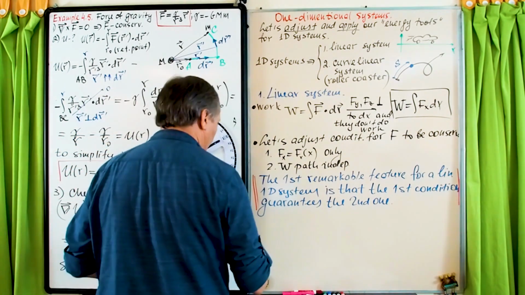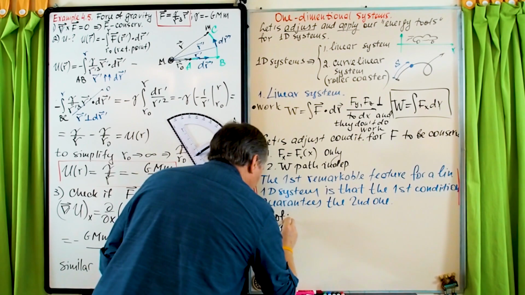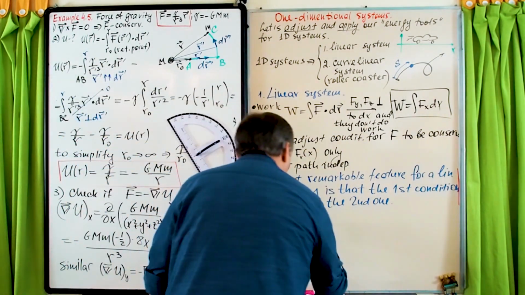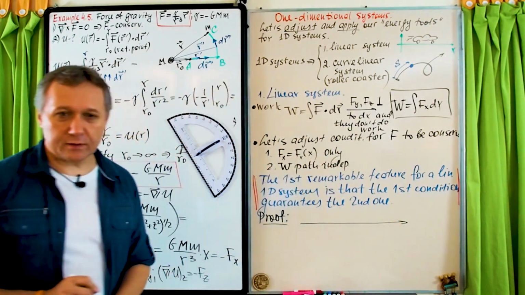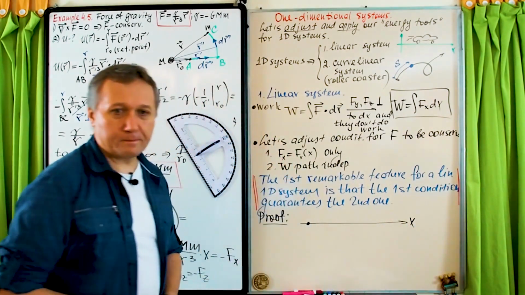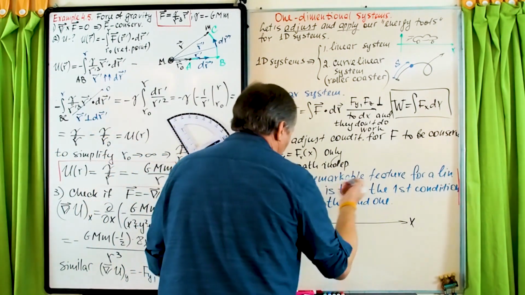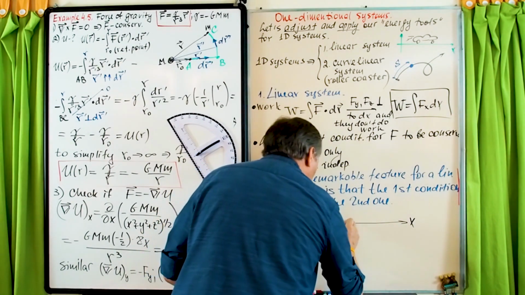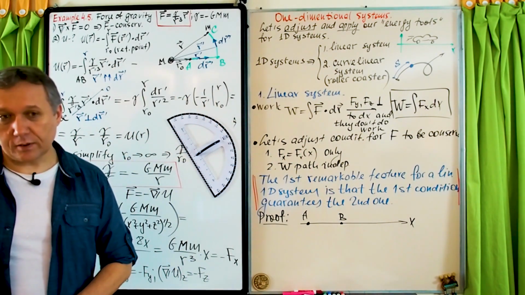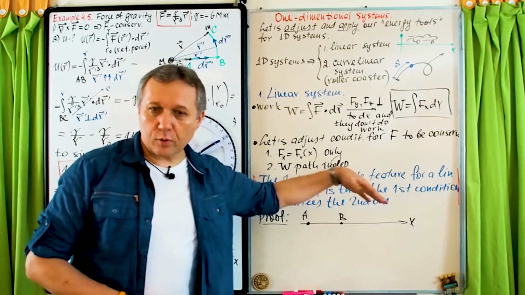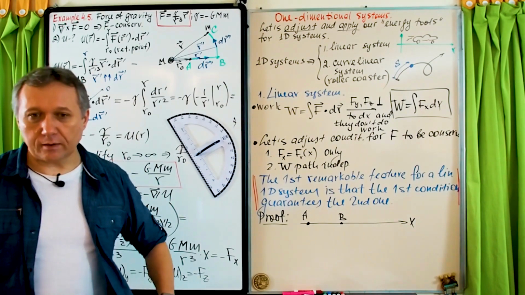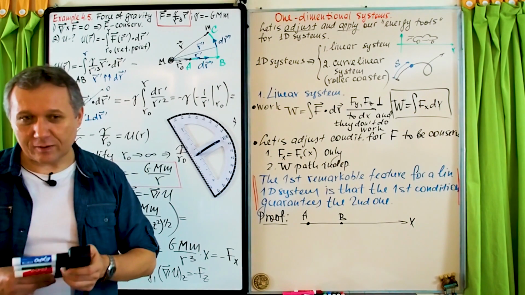Okay, let's prove it. Let's assume that we have a system which lives on this straight line. Call it x. We need to prove that the work done by the force between points, let's say A and B, is path independent. So instead of going directly from A to B, let's go to Alaska first and then come back to the point where we want to be. Let's calculate the work done over that slightly more complicated path.